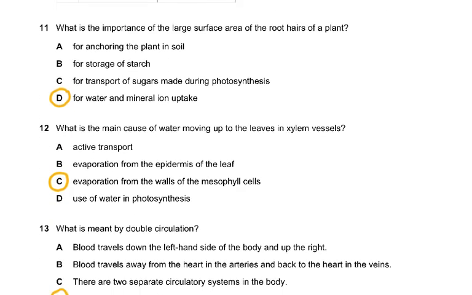Then what is the importance of the large surface area of the root hairs of a plant? For anchoring the plant in the soil? That's the whole root system anchoring the plant. For storage of starch? No, at times, like potatoes grow on the roots, and they're actually something else. For transport of sugars made during photosynthesis? No. Root hairs are these root hair cells in the roots. You see them a lot in carrots. If you buy a carrot, you can see these thin thread-like things coming out of it; those are the root hairs, because a carrot is a root. So basically it was for water and mineral ion uptake. This is what you have to understand.